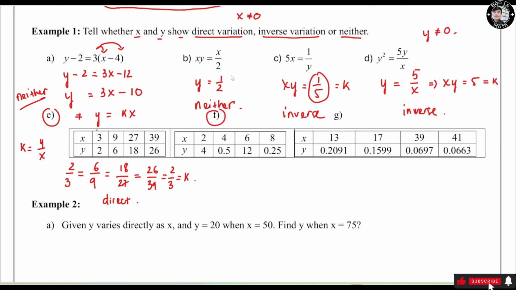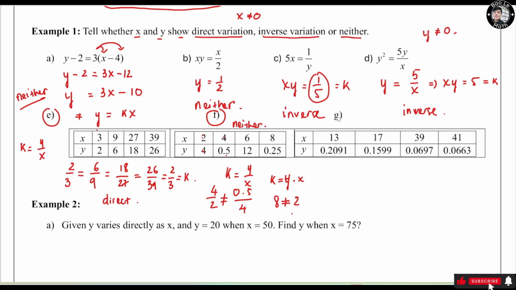Now question F. We're going to check to see if k equals y divided by x. So we have 4 divided by 2 and 0.5 divided by 4. These are not the same. Now we're going to check to see if k equals y times x. 4 times 2 equals 8, and 4 times 0.5 equals 2. They are different, so the second table is neither.